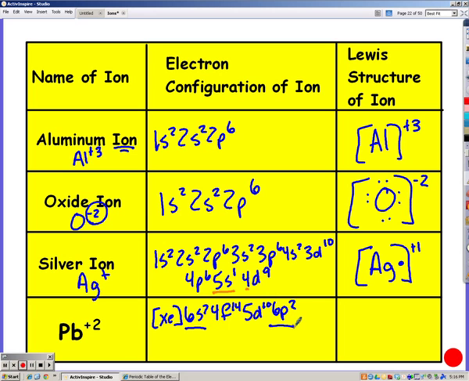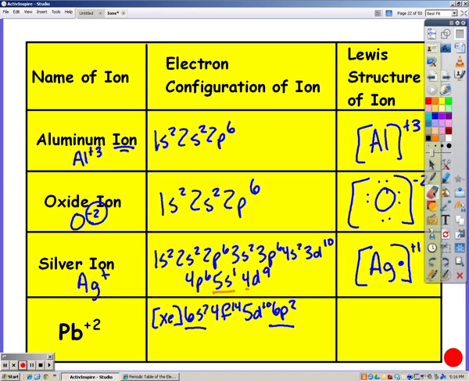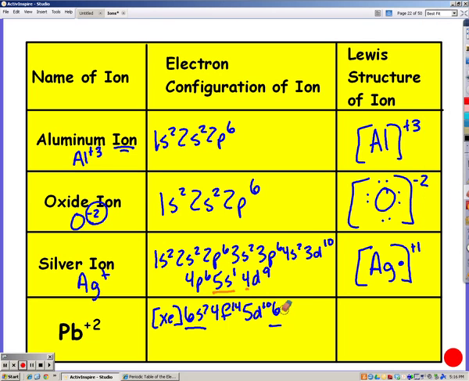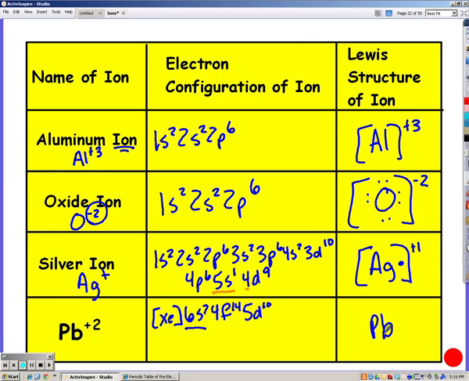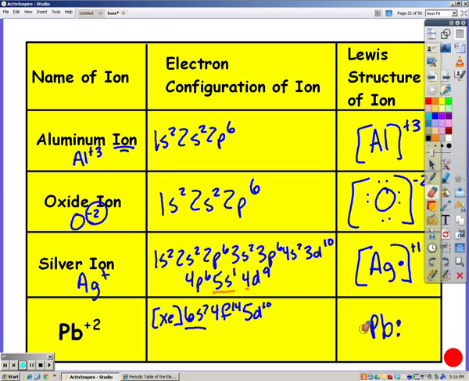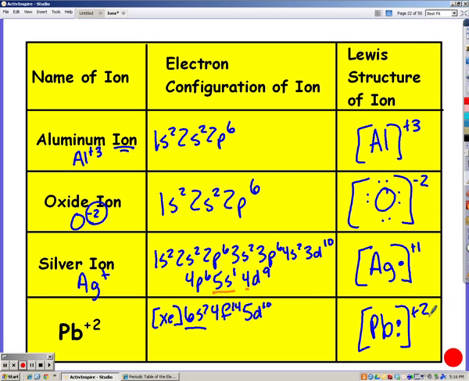So if I lose 2, I'm going to lose it from the p first because that was the last one to fill. And so that turns into 6p0, or you can just erase that. So although lead had 4 valence electrons, now it only has 2. So that's what it did look like. Now that's my Lewis dot structure. But don't forget your charge. And again, it still has 2 because it still has the 2 and the 6s.